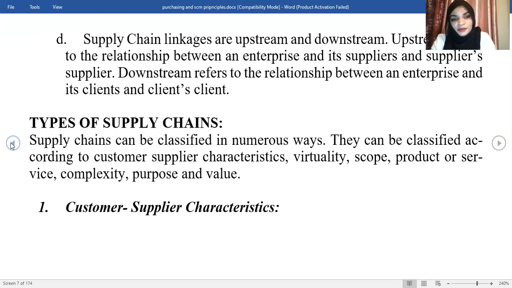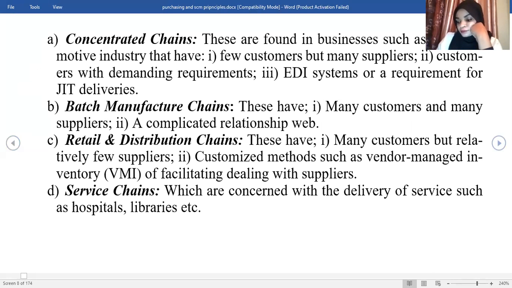So the next thing I'm going to talk about is the types of supply chains. We have various types of supply chain, and the first one is customer supplier. The supply chain that we are going to talk about is characterized by the customer supplier characteristic. And in this type of characteristic, we have different types of chains. The first one is a concentrated chain.